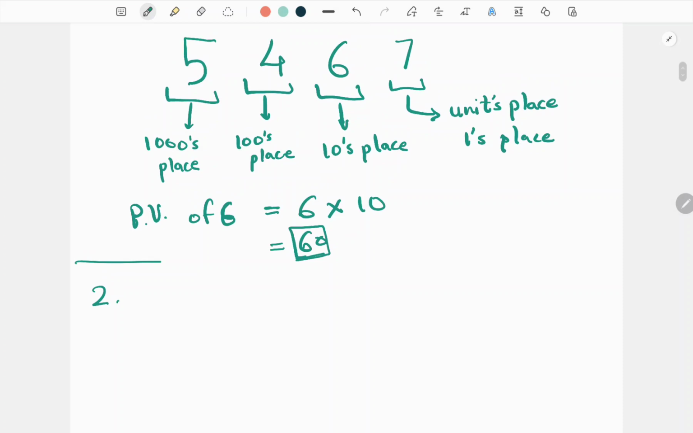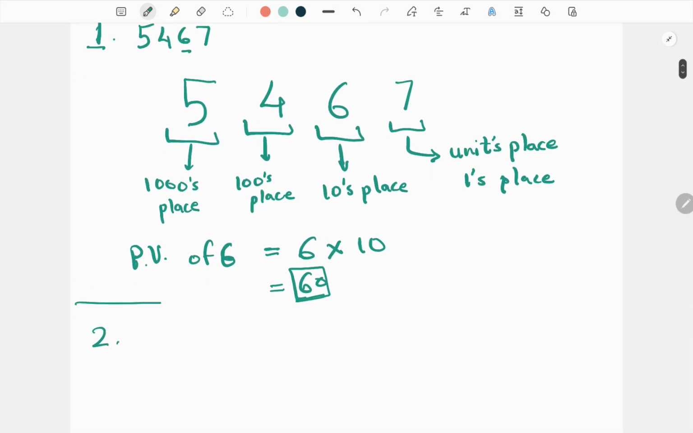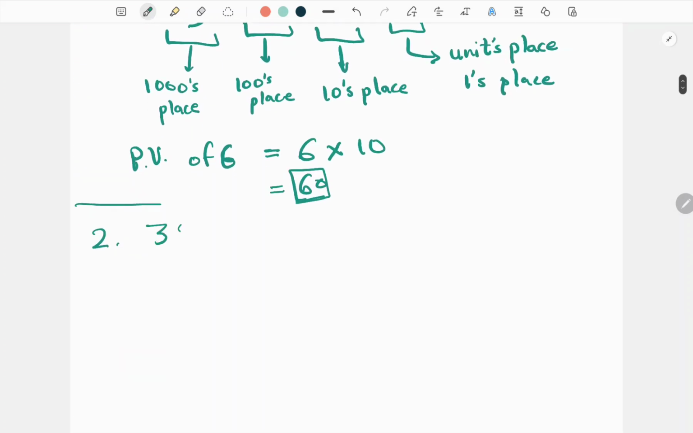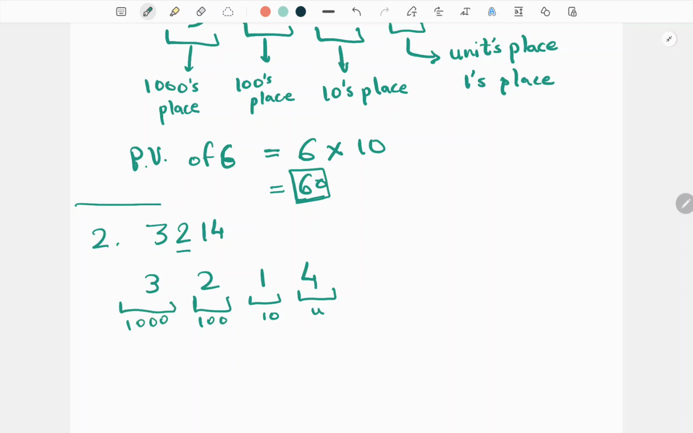The second example says 3214 and they want the place value of 2. So 3214, this is units place, this is tens place, this is hundreds place, and this is thousands place. So this is 3000, 200, 10 and 4. These are the place values of the numbers.